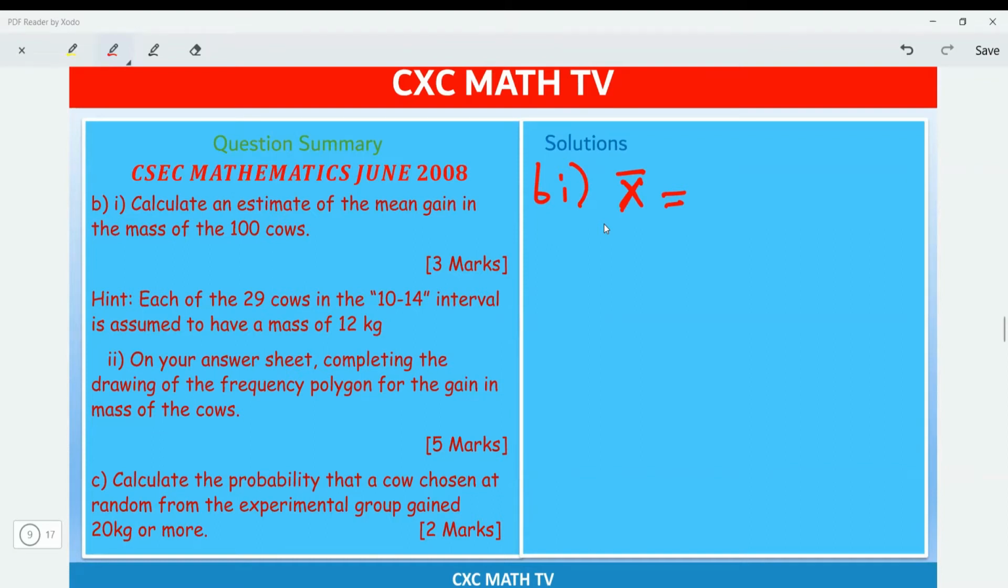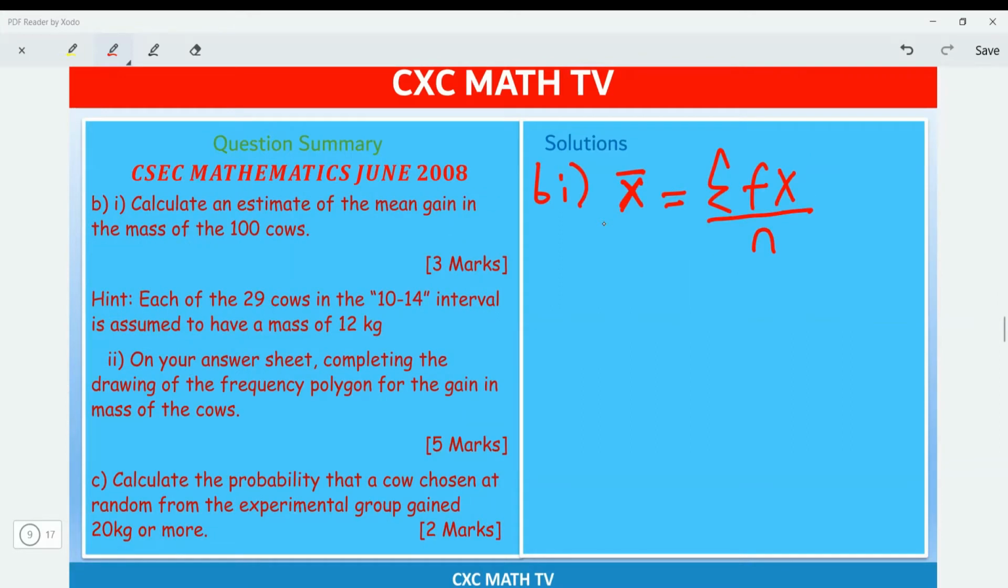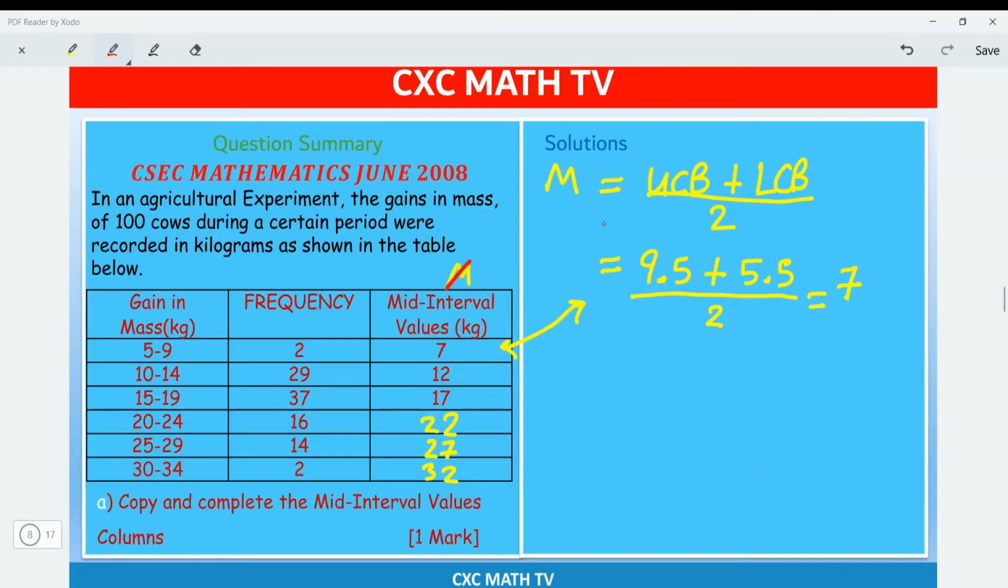The sum of F times X divided by N, where F is the frequency. That's why they give us the frequency. This X is just the midpoint, the mid value. So look at this as X, and this is your F. All right, so what we're going to do is just extend the line. Let me just erase this arrow right here. Now we're going to create a table of F times X right here.